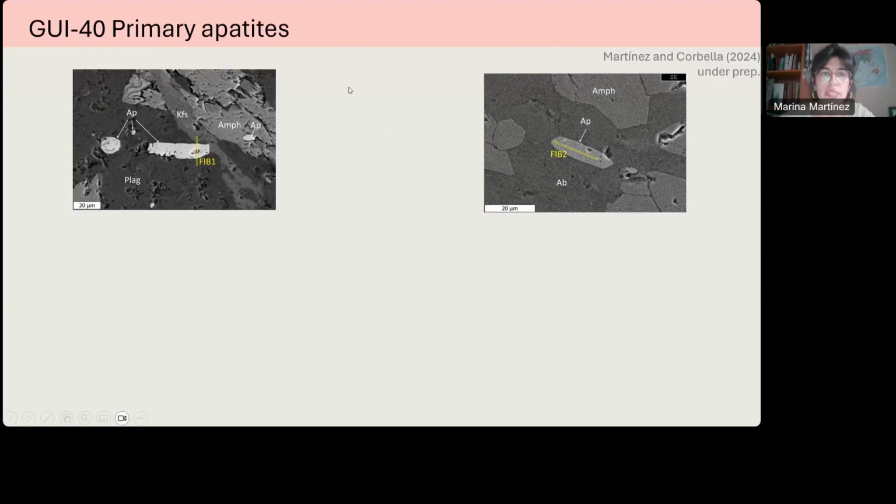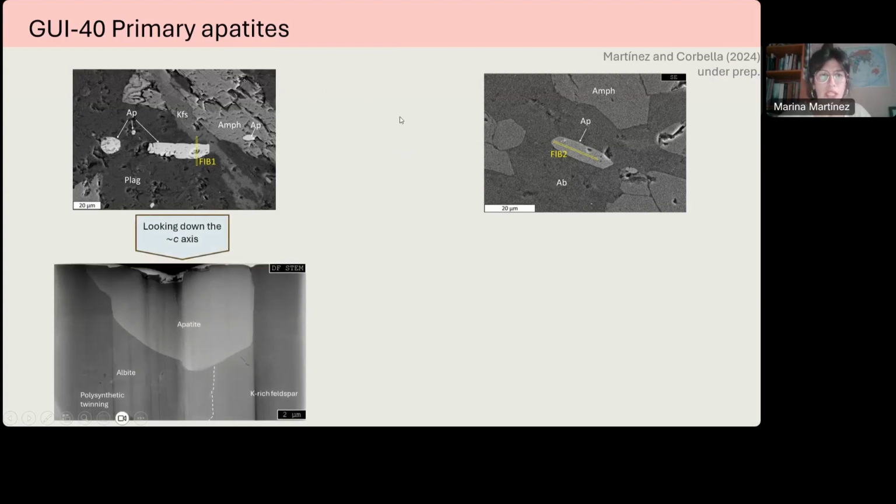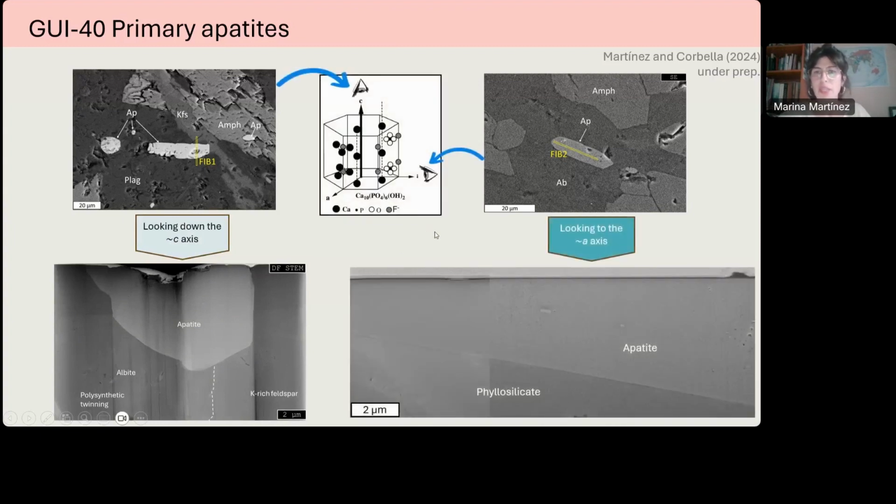We cut two FIB sections, one sliced perpendicular to the z-axis and one sliced parallel to the z-axis in order to learn about the three dimensions. As I did before, I think it's the best way to approach apatites and to have a better sense of the three-dimensional situation. So here with FIB 1, we see apatite looking down the z-axis and here looking to the a-axis.